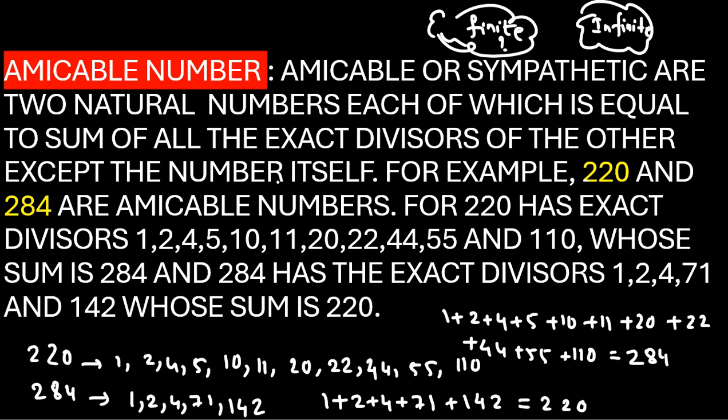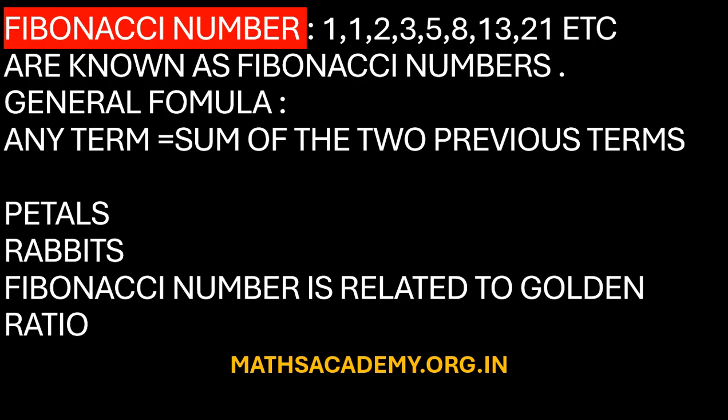Amicable number. Now next is Fibonacci numbers. What are Fibonacci numbers? If you notice this sequence, the first term is 1, the second term is also 1, and after the second term, every term is just the sum of the preceding two terms.